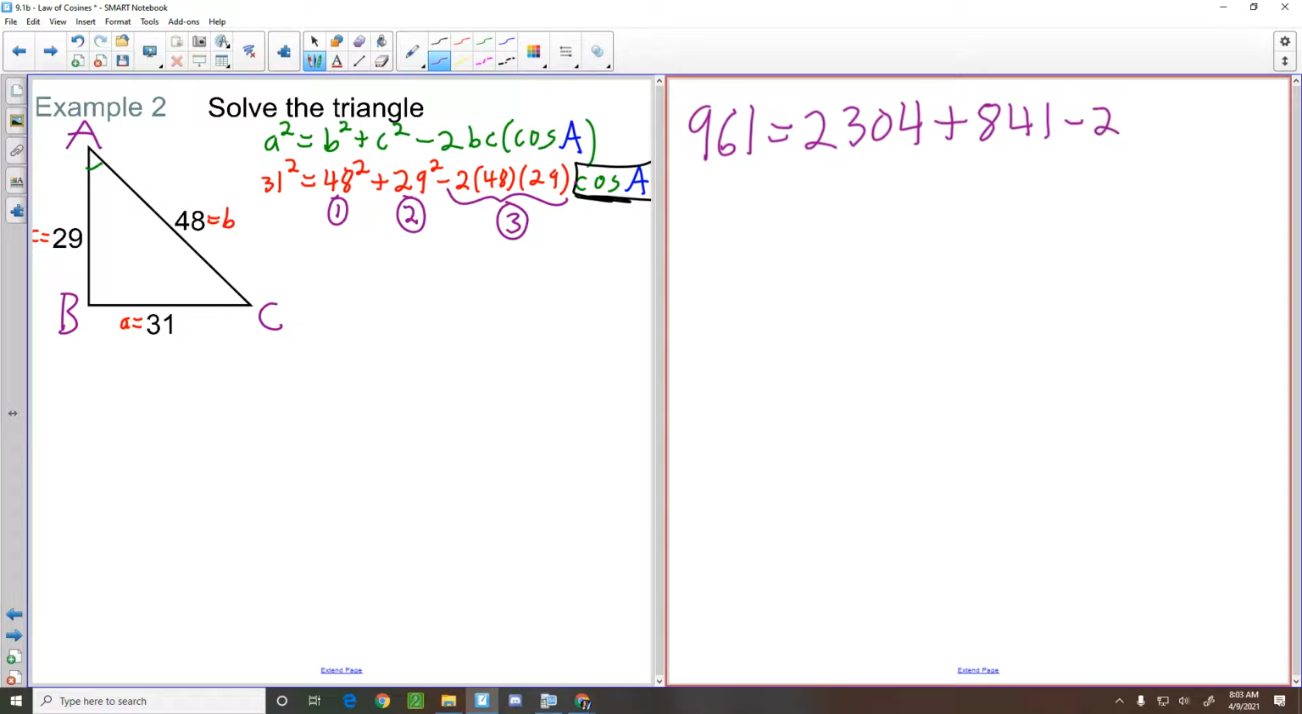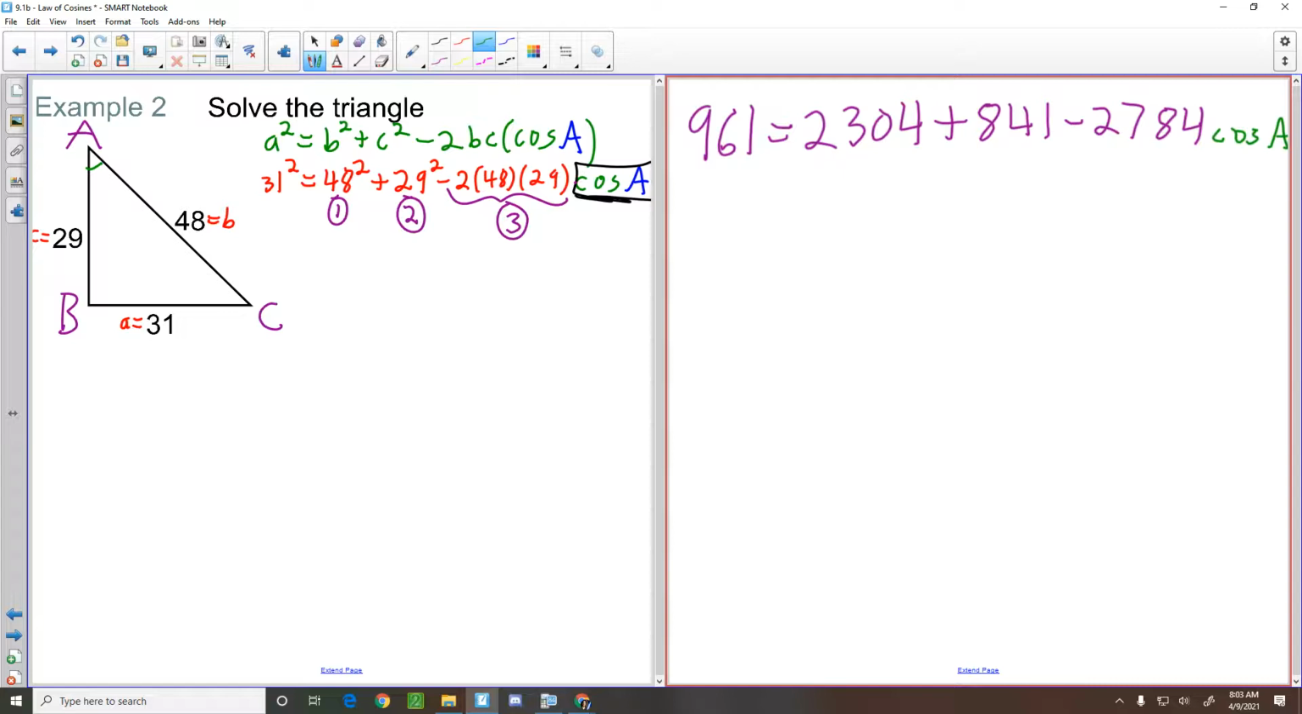Minus 2. Oh, I can actually multiply that. 2 times 48 times 29 gives me 2,784. And remember that this is all being multiplied then by the cosine of angle A. I'll write that a little bit better. And that cosine of A is the one we wanted to get by itself. So at this point, you're just going to cancel stuff out, nice and easy.